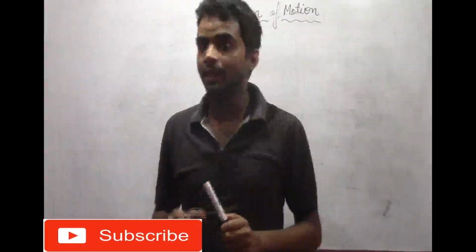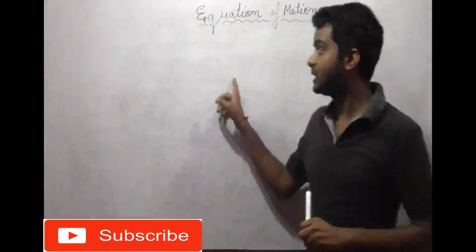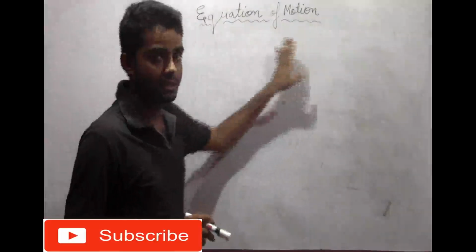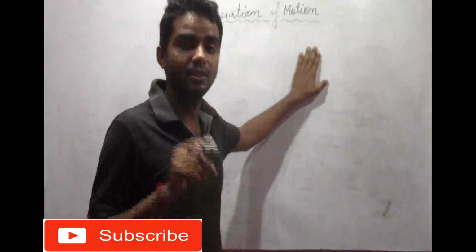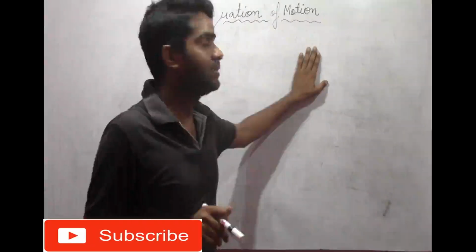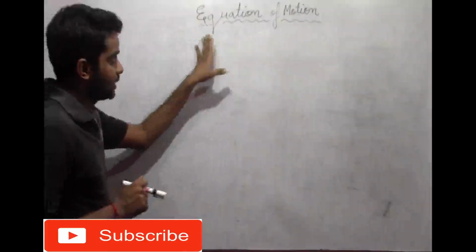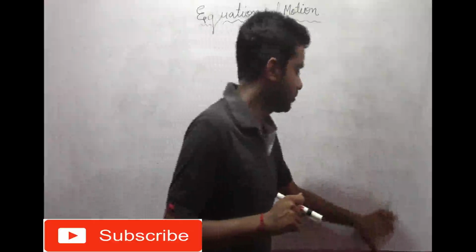In your physics, in the mechanics part, there are two parts. First is kinetics and second is kinematics. This is part of kinematics. What is kinematics? That part of study in which we do not discuss force and its causes. Now our topic is the equation of motion. What is the equation of motion?